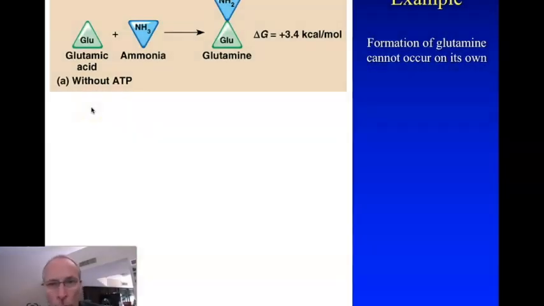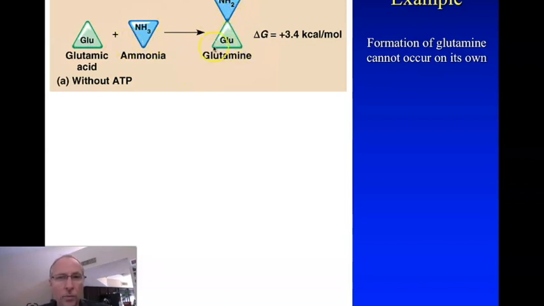So as we mentioned before, when you have an exergonic reaction, you can use it to drive an endergonic reaction that otherwise would not occur. And this is something that happens all the time in your metabolism. Here's an example. You need to make this amino acid, glutamine. Glutamine is a glutamic acid with an ammonia group attached to its side chain. That's basically what it is.